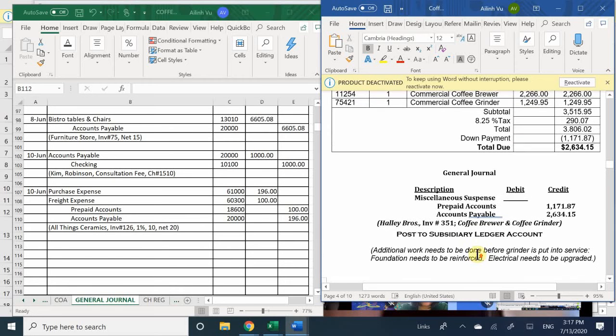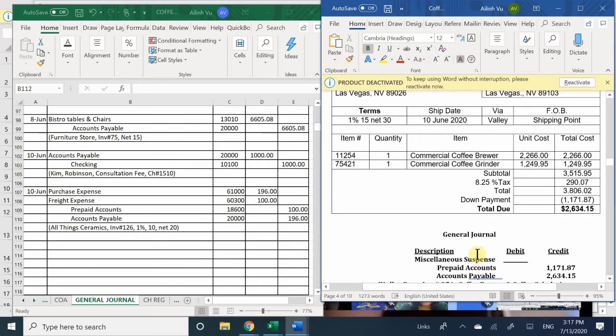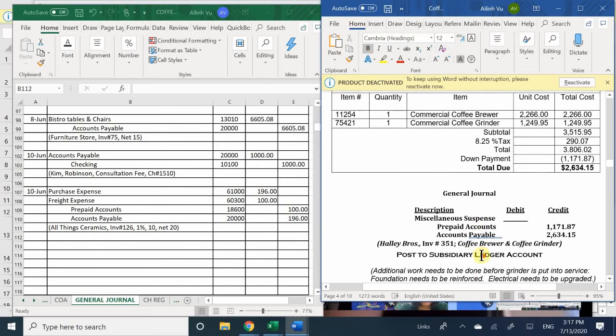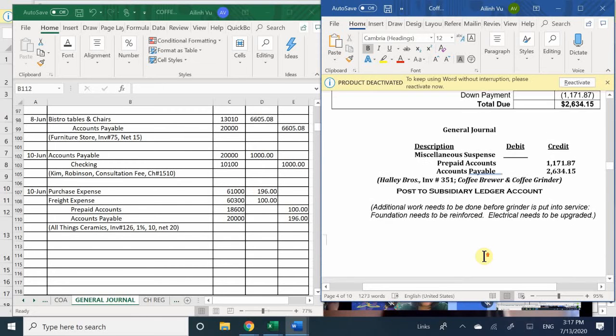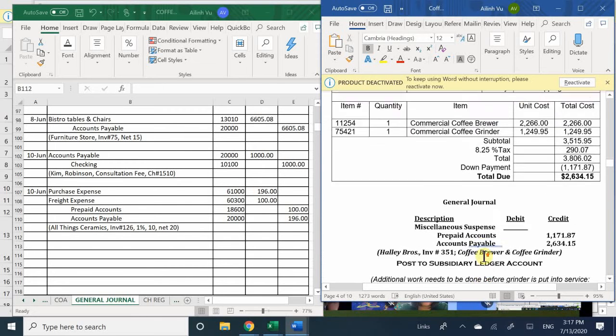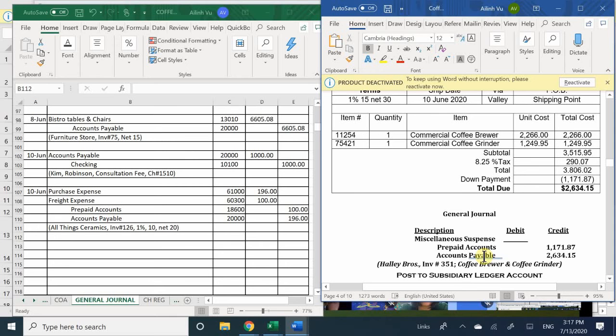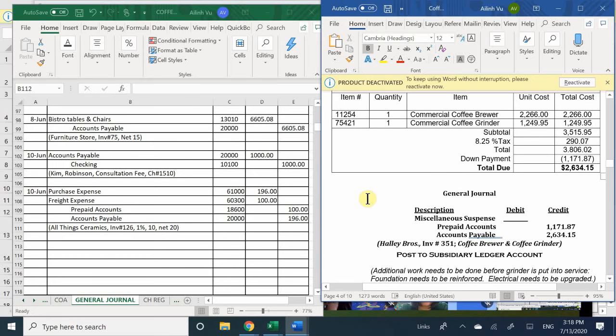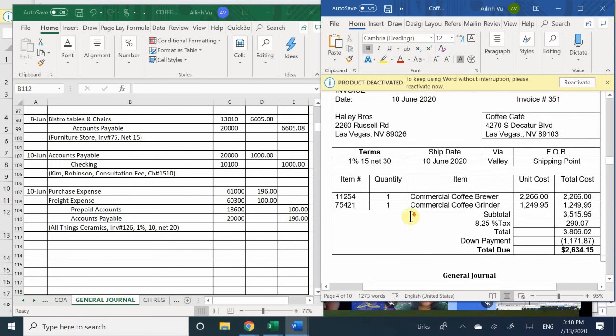So what we're going to do is just throw in this coffee brewer and coffee grinder, because at the end of the day, we're still going to make fixtures to our coffee grinder. So we want to just leave it in miscellaneous suspense until we finish everything, until we get a grand total, and then we can take it out and place it into its proper place. So for now, I want you to just throw everything into miscellaneous suspense and go ahead and validate this transaction.